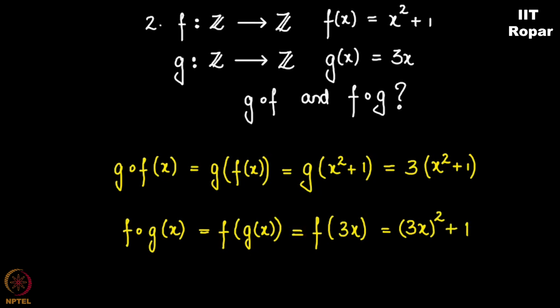This is my answer. And hence, what did we observe? G composition f is 3 into x square plus 1, and f composition g is 3x the whole square plus 1.